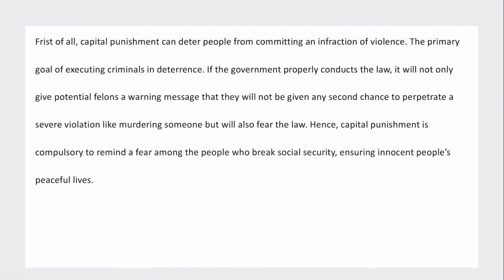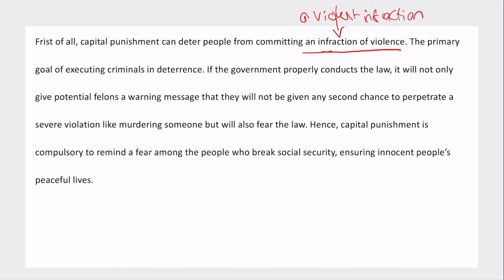First of all, capital punishment can deter people from committing an infraction of violence. An infraction of violence is not really correct. Infraction means like a tiny thing, or breaking the rule. So it's like breaking the rule of violence, breaking the violent rule doesn't really make sense. So it should be committing a violent infraction.